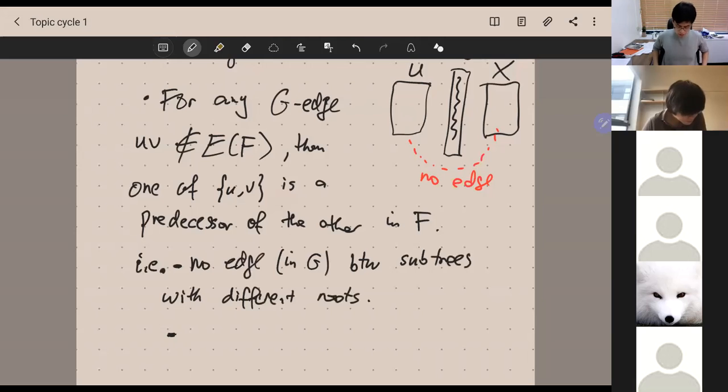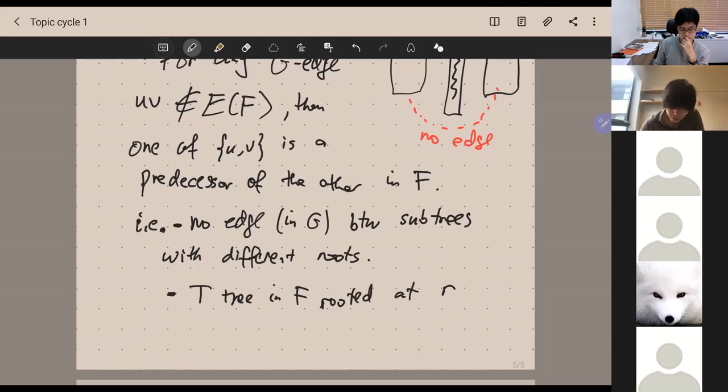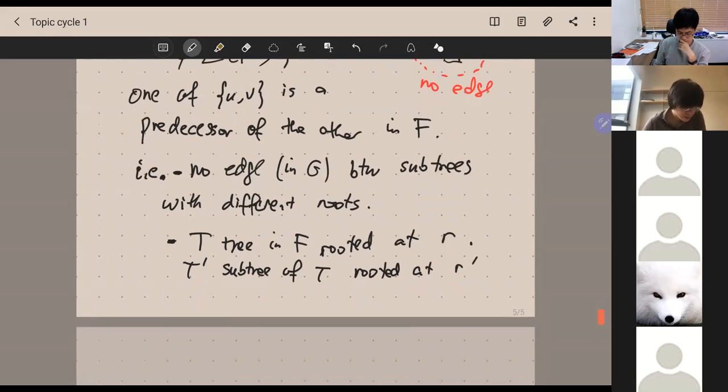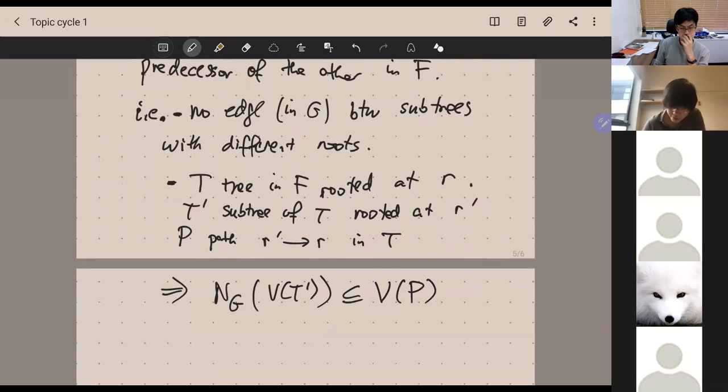Or another way to say it, also important: we have a tree T, okay? You take a component, root it at a vertex R, okay? Then let's say T prime is a subtree of T rooted at R prime. Now, if I let P be the path from the root R prime to R in the tree T, then we must have the G neighborhood of the vertex set of the subtree lies completely on the path. This is another consequence of the.